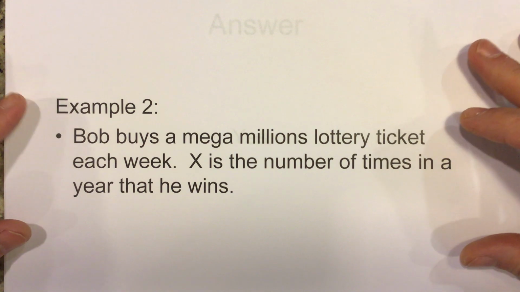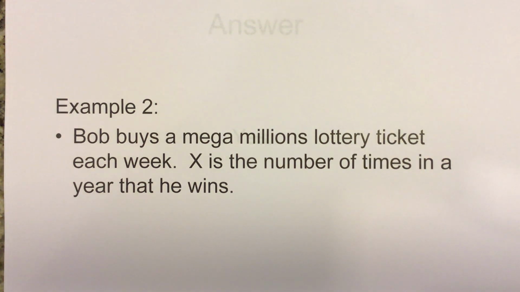Okay, again, pause it, read it, see if you can answer this. All right, Bob buys a Mega Millions lottery ticket every week. X is the number of times in a year that he wins. Okay, so let's go through our 4 criteria.